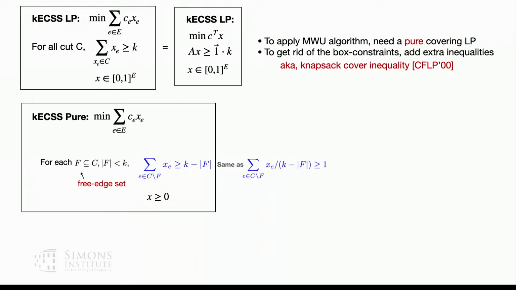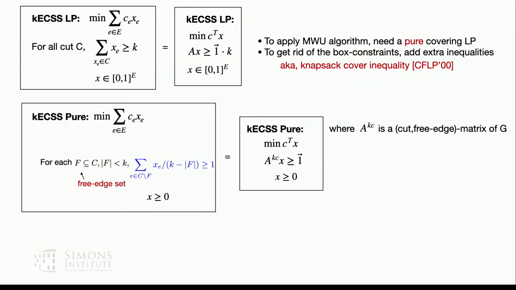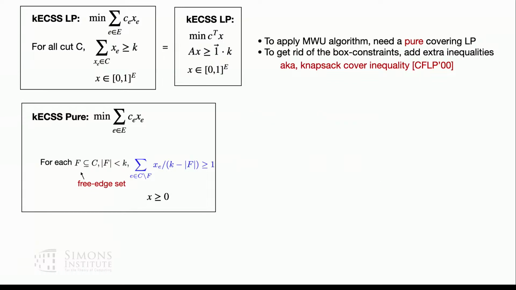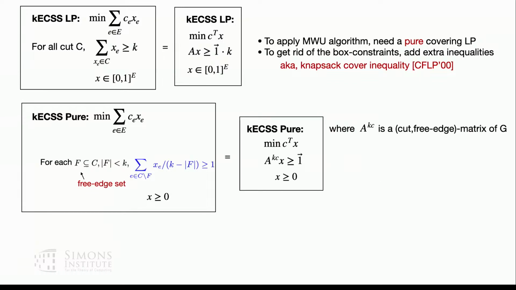By doing that, we can get rid of the upper bound constraint, because the constraint here kind of enforces you not to pick the larger one. And we can rewrite this constraint in this form, and we can ask the same question now. What is the Oracle problem of this kind of pure version of this kECSS?